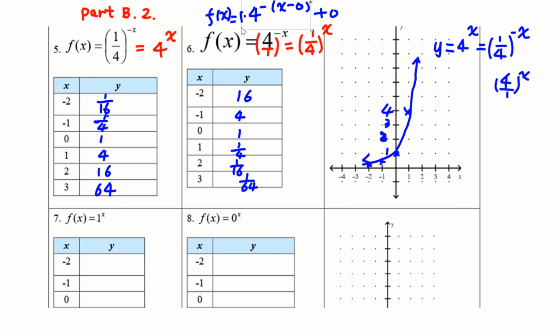So for this one, k is negative 1, so we know it will be reflected in the y-axis. So it's just those points flipped. Negative 2 becomes positive 2, so these two will be the same value. This one, negative 1 becomes positive 1, and 0 stays 0. This one, flipped, will be negative 1 and 4. We connect them.